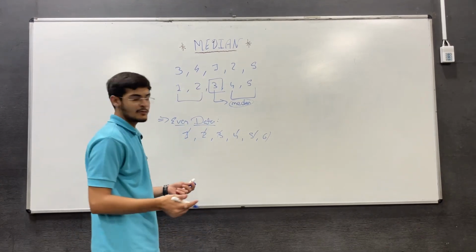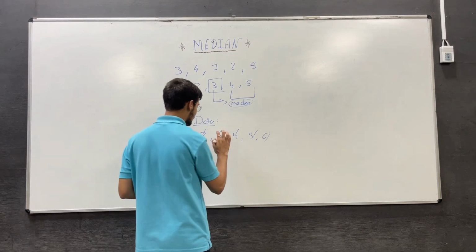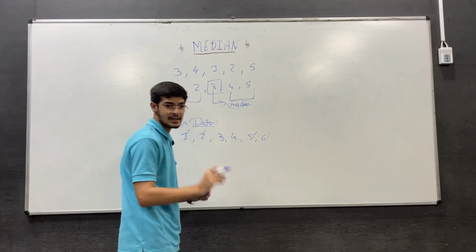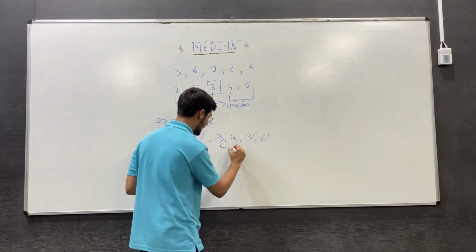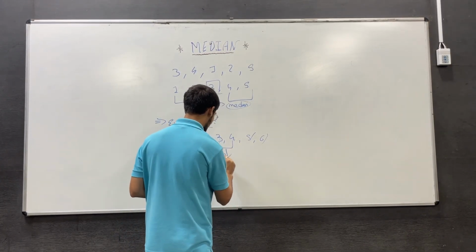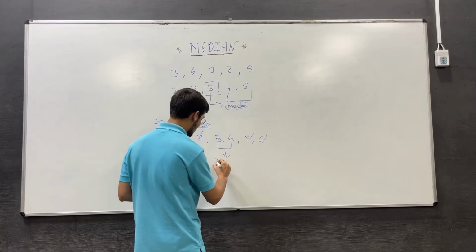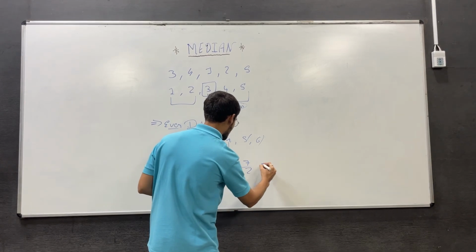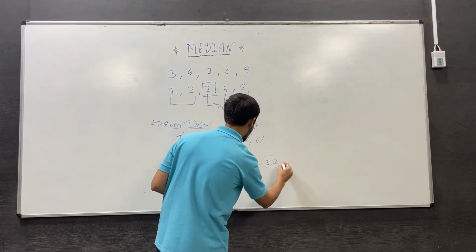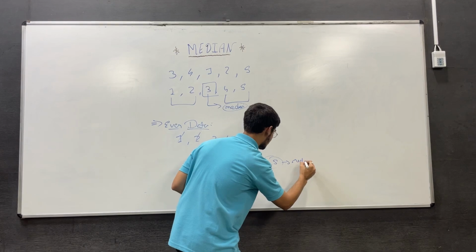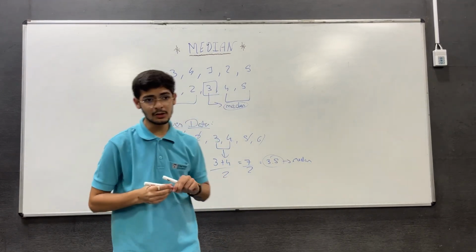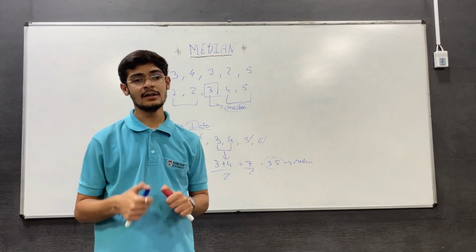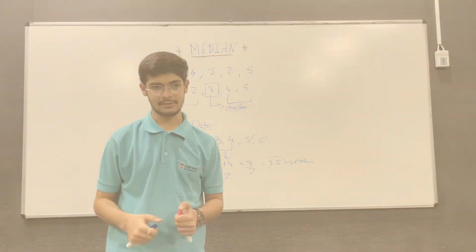For this we have to take the two values which come in the middle. Here we are getting 3 and 4 in between. We will do 3 plus 4 by 2, which is 7 by 2. Here we get 3.5, which will be our median. So it is a simple method to calculate the median for odd and even data sets.